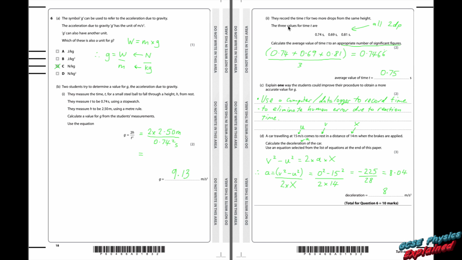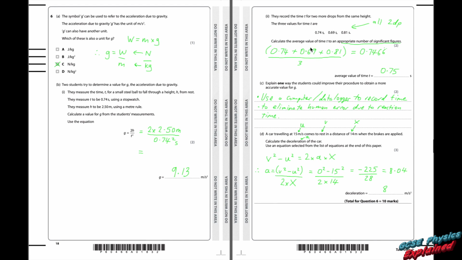Part 2. They record the time t for 2 more drops from the same height. The 3 values for time t are that, and that. Calculate the average value of time t to an appropriate number of significant figures. Right, well, they're all 2 significant figures, so we'll do ours to the same. To get the average, just add the 3 numbers together, make sure you press equals, then divide by 3, and the answer will come out as that. And then let's take it down to 2 significant figures.